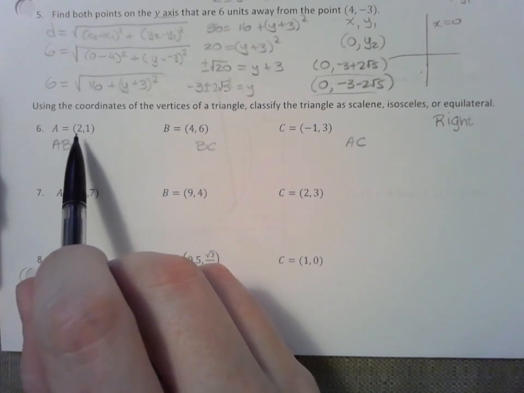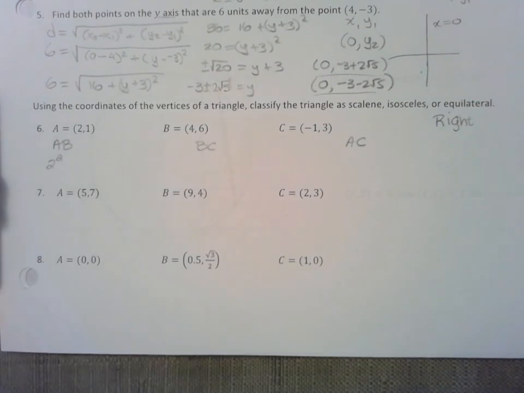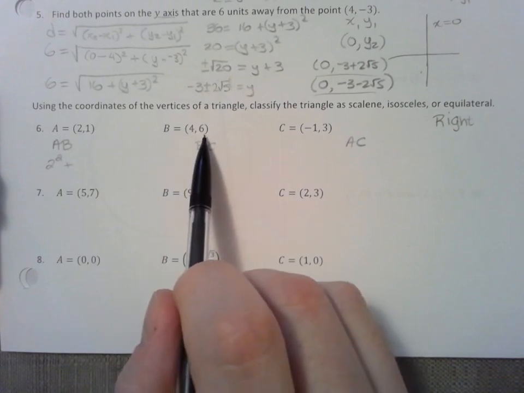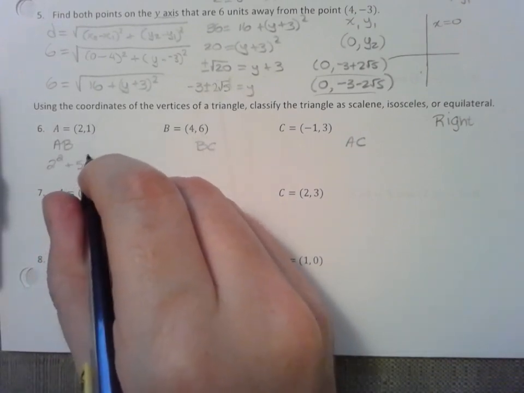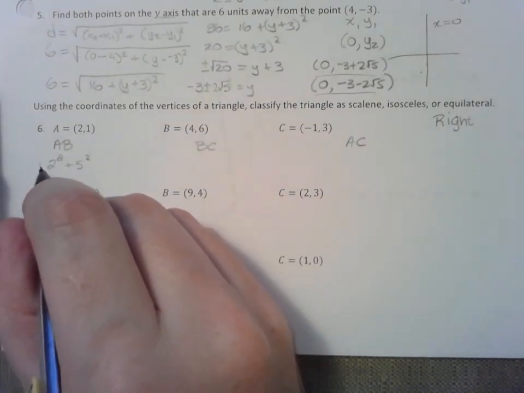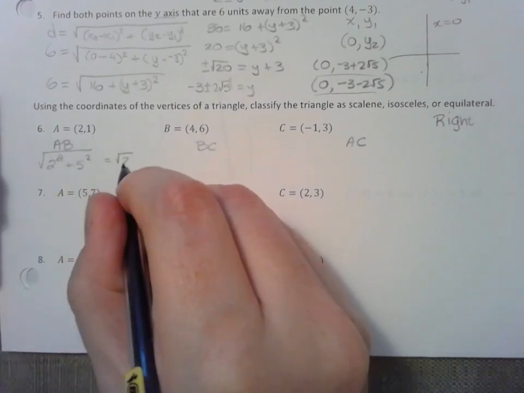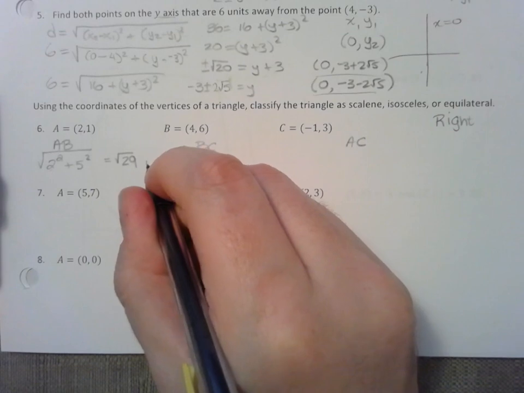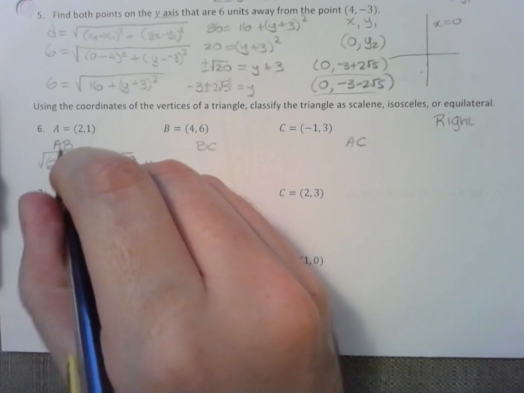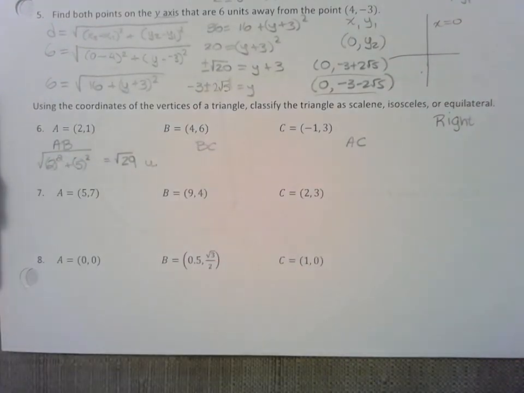Unlike writing it out the last couple of times, I'm going to try to do some of the work in my head. The change in x from 2 to 4 is 2 units, so a leg would be 2 units. The change in y, the vertical leg, is from 1 to 6, 5 units, and 5 squared would be the square of that leg. Add these together and take the square root. 4 plus 25 is 29. The length of AB is square root of 29 units. Again, I'm finding the distance between the x's, the distance between the y's, squaring them and taking the square root of their sum.